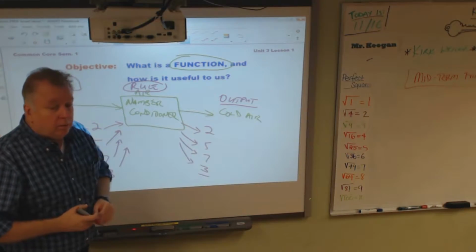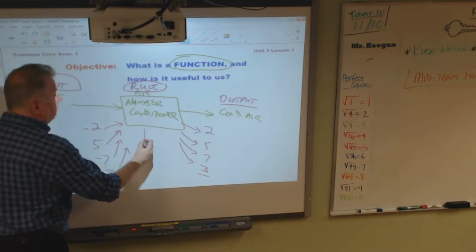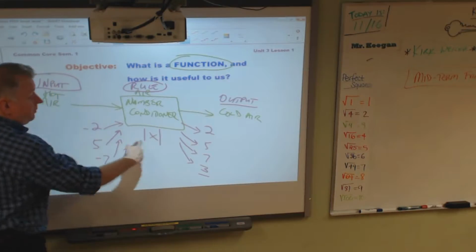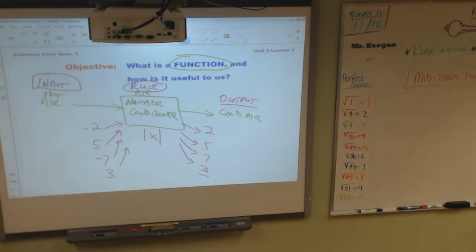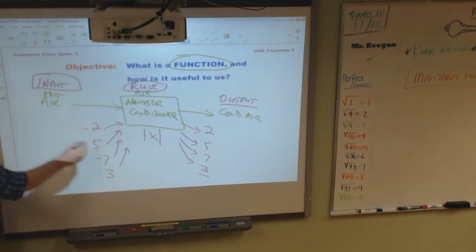Remember this thing? You never saw it? Absolute value? Oh yeah, that's what absolute value does.